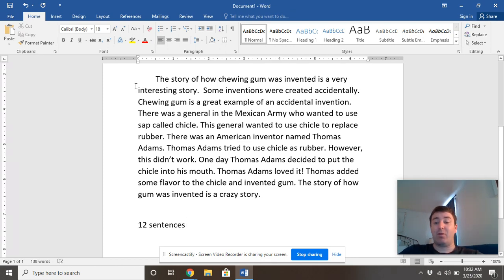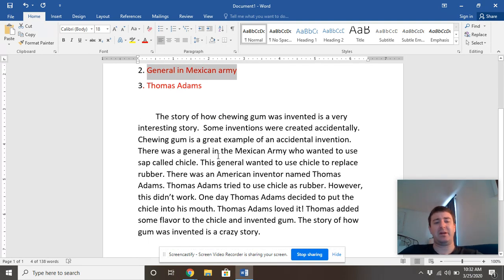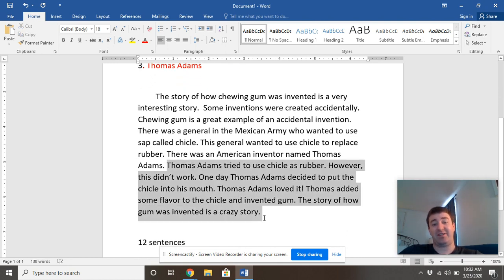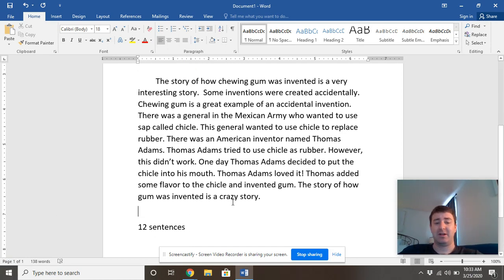You don't want to just be writing one detail per line here, right? The accident and the general in the Mexican army, we did have shorter. Maybe we had like 2 sentences each for these, but then again, Thomas Adams, a big player in how gum was invented, had 5 sentences. So it's not always sticking to that formula of 2 sentences, tie it back, 2 sentences, tie it back. Sometimes you've got to change it up.